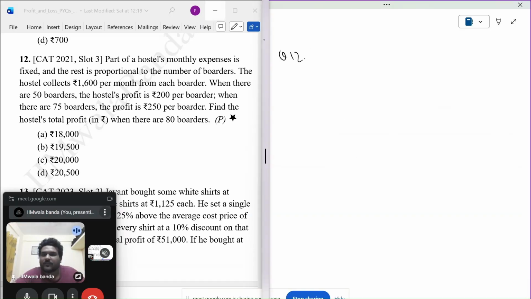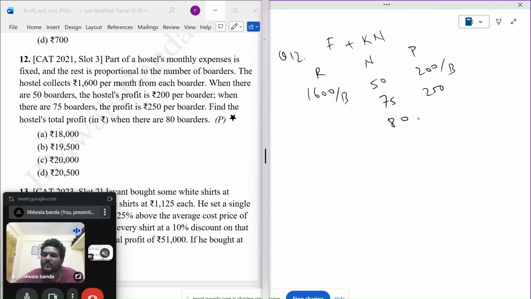Let's do question number 12. Part of a hostel monthly expense is fixed and rest is proportional to the number of boarders. So can I say, let's say the variable be k and it is proportional to the number of boarders. The hostel collects 1600 per month from each boarder. So this is revenue. When there are 50 boarders, the profit is 200 rupees per boarder. When there are 75, hostel profit is 250 per boarder. So find the hostel's profit when there are 80.